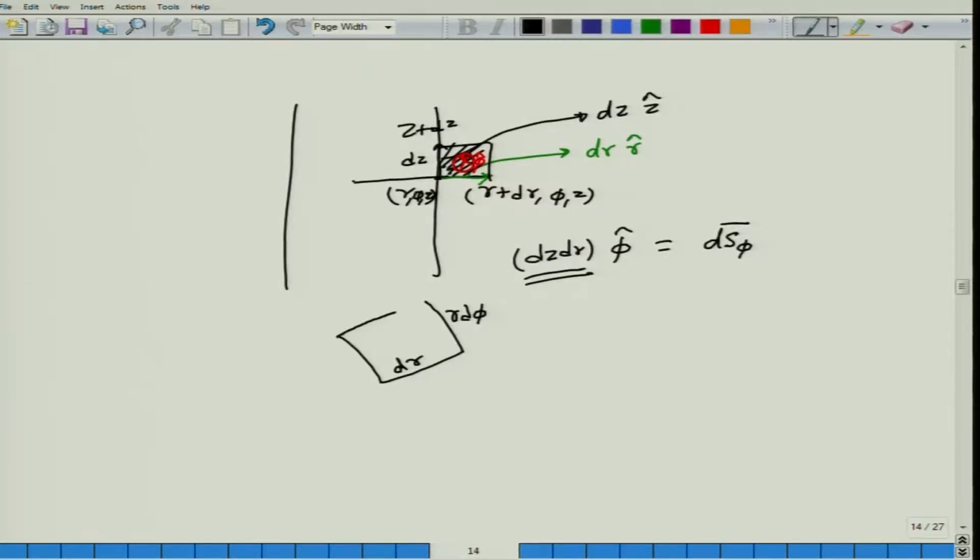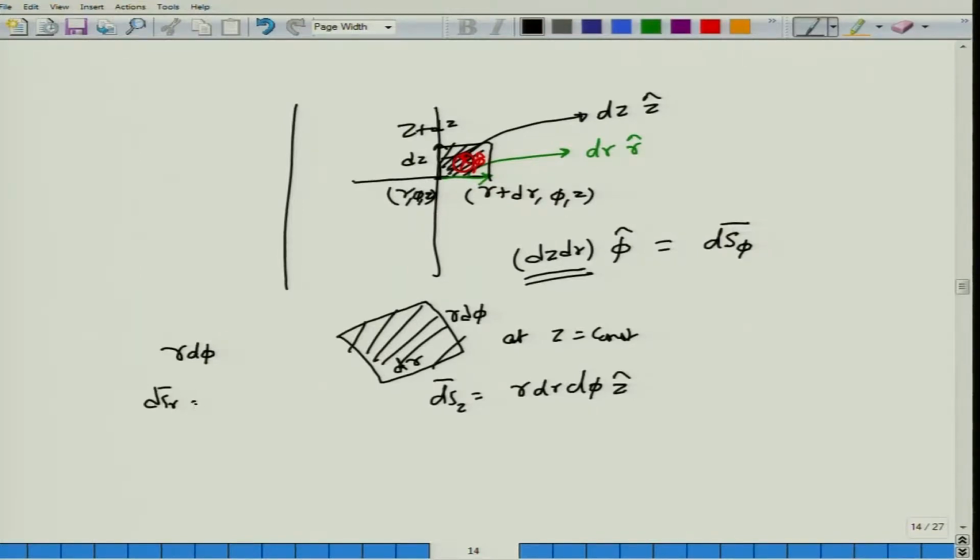Now if you complete this movement at a constant z, so at z equal to constant, what you have just done is to obtain the surface element which we refer to as dsz, and this is given by r dr d phi oriented along the z axis. Finally, if I move r d phi along the phi axis, I now need to find out what dsr is.